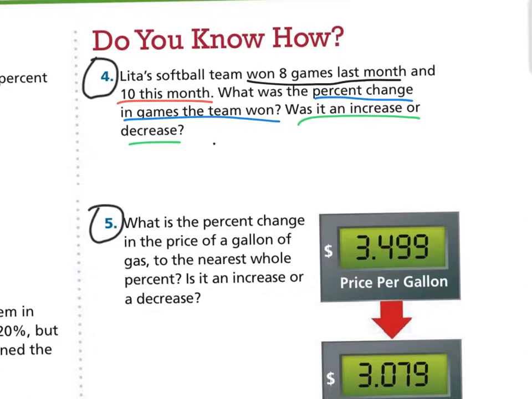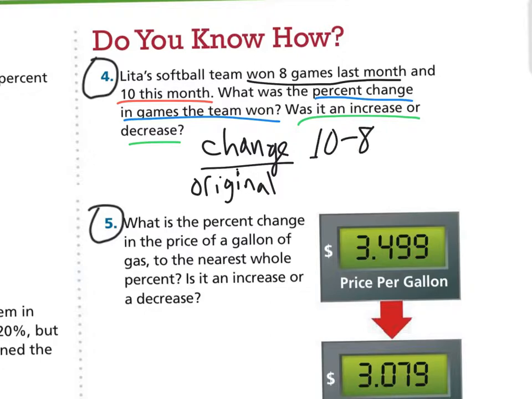Okay, and then the question is just what is that increase? So we'll do the change divided by the original, change divided by the original amount. And when you do these, we're talking about the change divided by the original. Original is what happened first. So what happened first in this case was what happened last month, which is the 8 games. So to find the change, we'll do 10 minus 8. The original, what they did originally last month, actually in this case would be the 8.